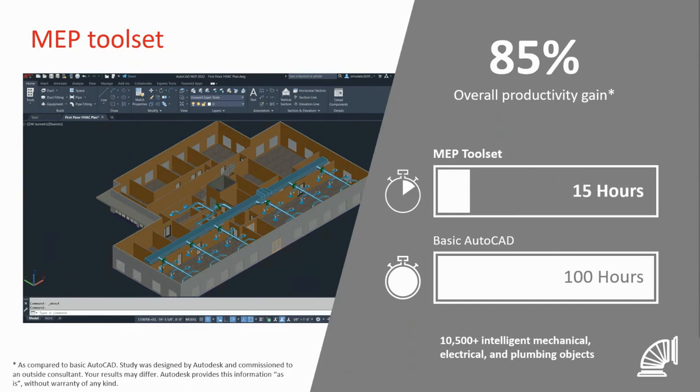For an experienced AutoCAD user, tasks that could take nearly 100 hours only take 15 hours with the MEP tool set. Think of what could be accomplished in that 85 hours back. These are just a few of the tool sets, and with access to all seven, you get unparalleled tools to increase efficiency so you can focus on what matters most.